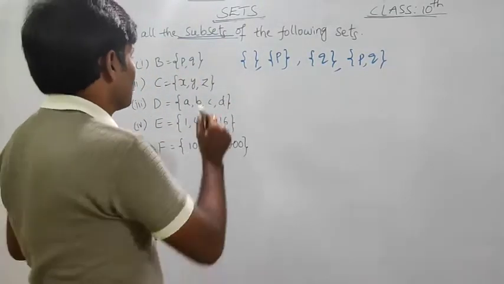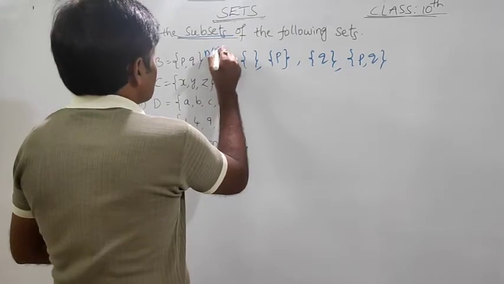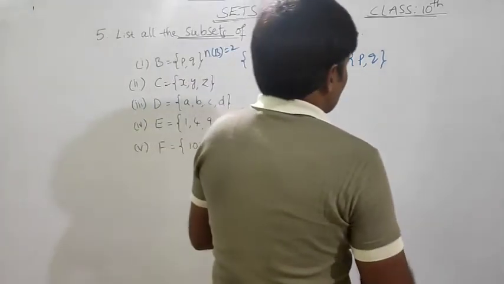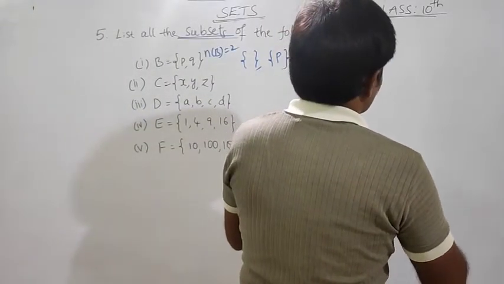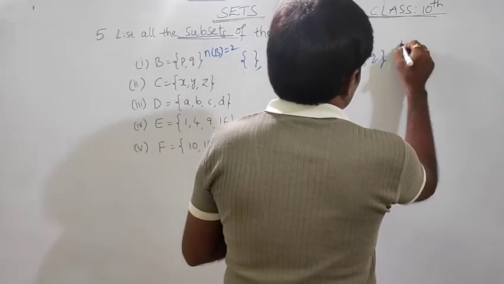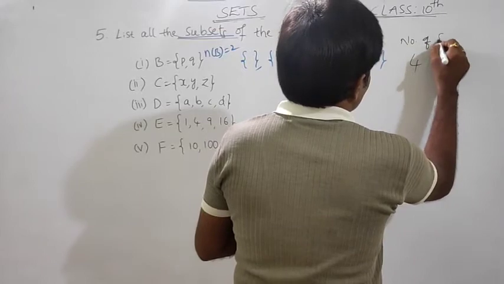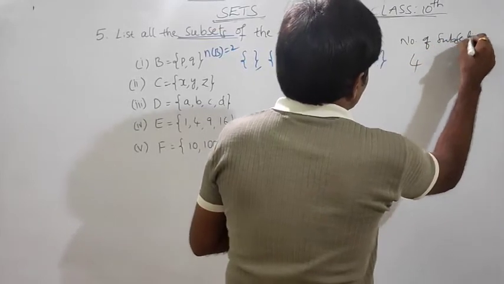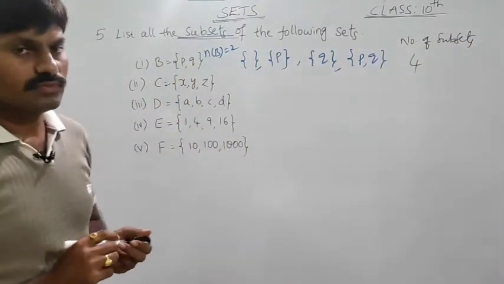Here how many elements are present in this set? n(B) is equal to 2. Here how many subsets did we get? Sorry, the number of subsets I got is 4. Number of subsets 4, number of elements 2. Okay.